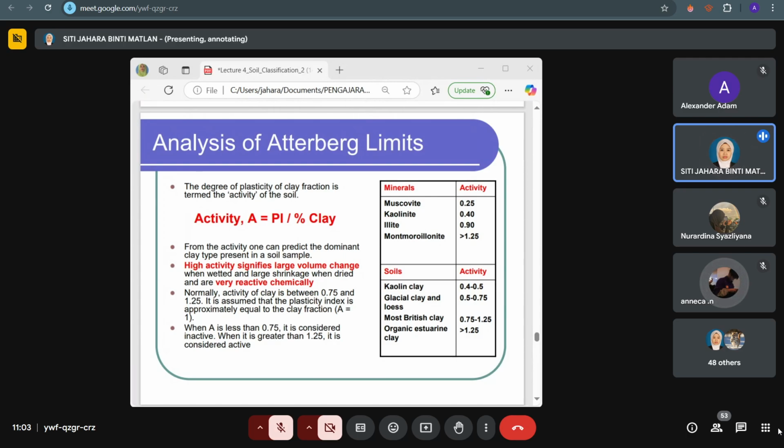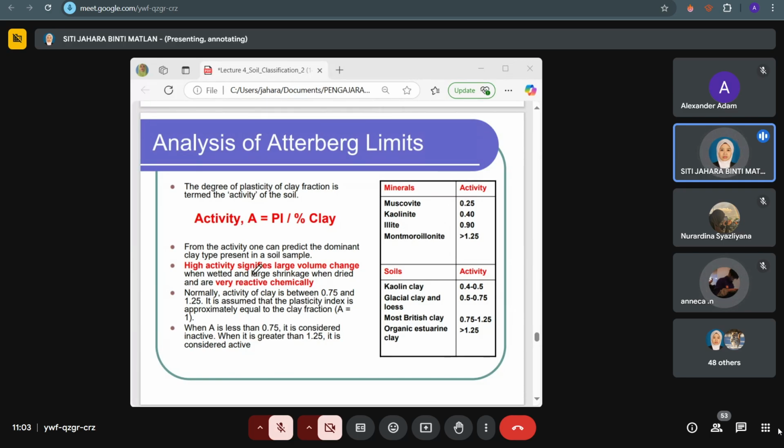So in this case it is used to identify the dominant clay minerals in the soil sample based on the A value, the activity value. So the implication: high activity clay swells or shrinks considerably, which is problematic for foundations. So activity testing aids in soil classification and predicting the engineering behavior.